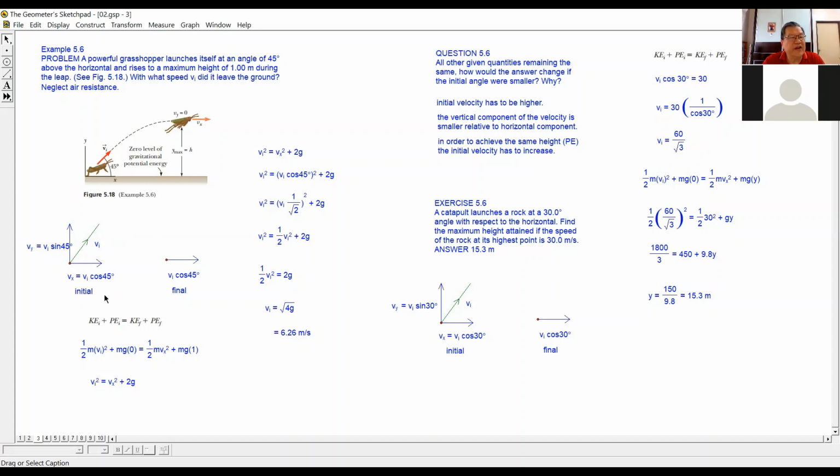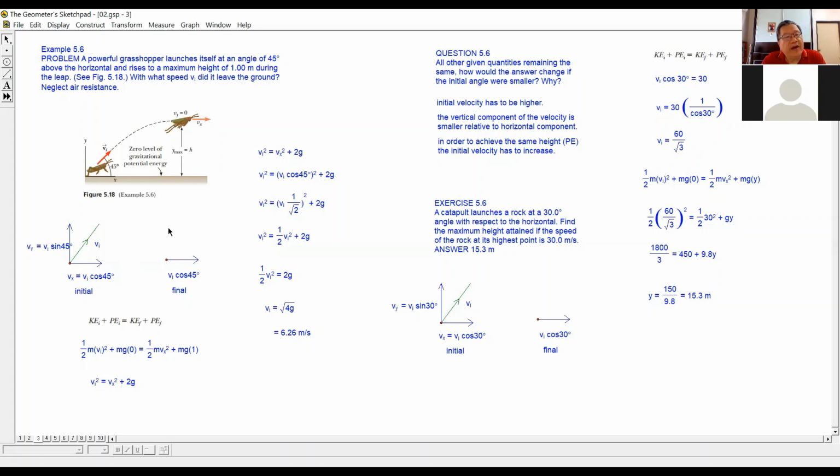Initially, this is the initial stage. The grasshopper jumped at an angle of 45 degrees, so with a velocity of vi. Now this velocity vi, we're going to resolve it into two components: the vertical component vi sin 45 and the horizontal component vi cos 45. So this is what we have initially.